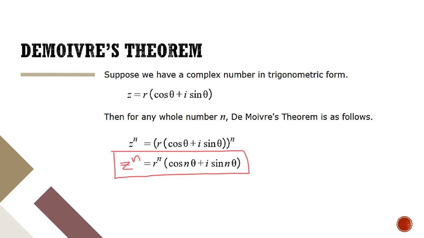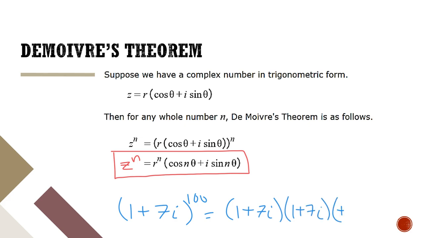That's important because if I say 1 plus 7i to the 100th power, I can simplify that really fast by using this theorem, because then you only have to do 1, 2, 3 calculations versus distributing this out 100 times: 1 plus 7i times 1 plus 7i times 1 plus 7i, and we keep multiplying this out 100 times. That would not be fun to do by hand. So we have another way to do that very quickly.